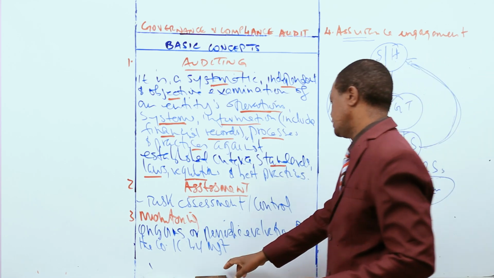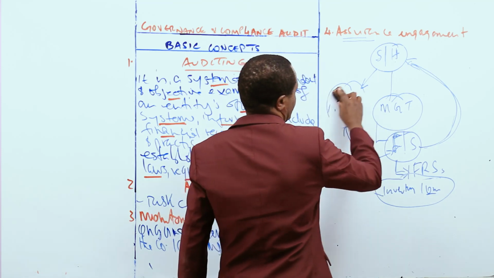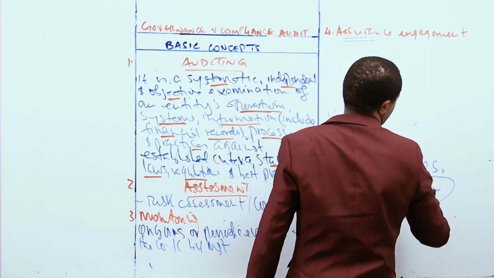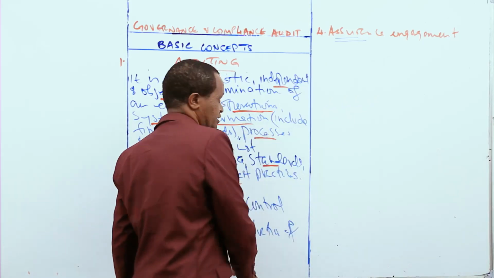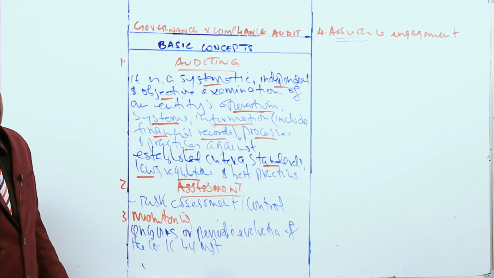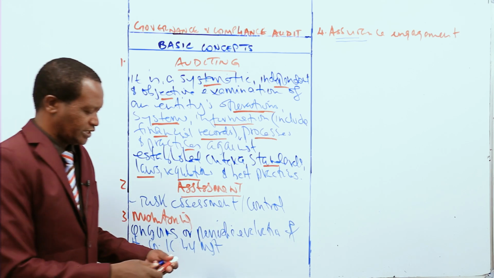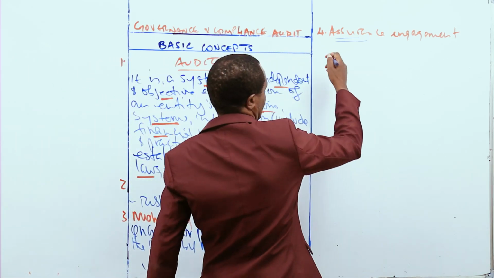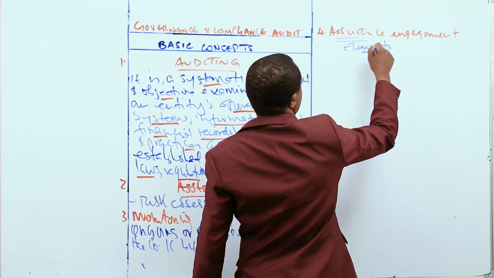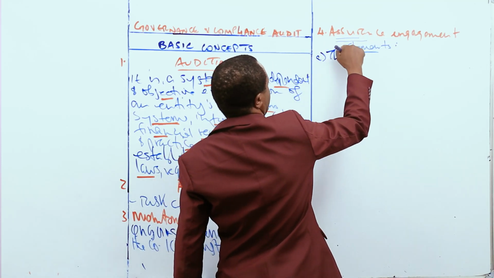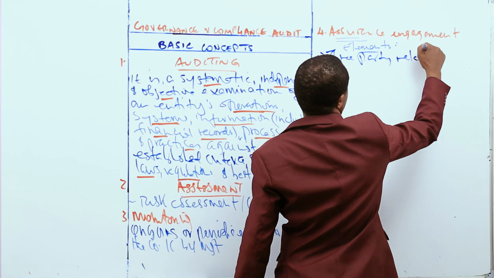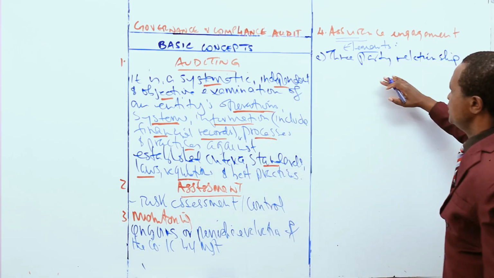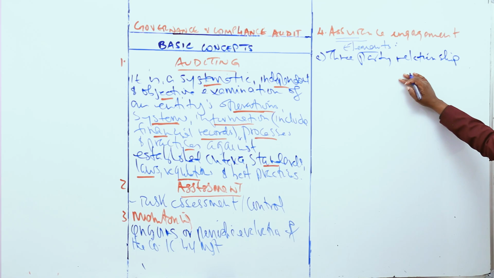Now we'll take it a bit further, and maybe for the purpose of understanding, an assurance engagement has 3 parties. The key elements in an assurance engagement include, first, the 3-party relationship. There are 3 parties. The first party is the practitioner, the auditor. The second party is the responsible party, which is the management that prepares the financial statements.